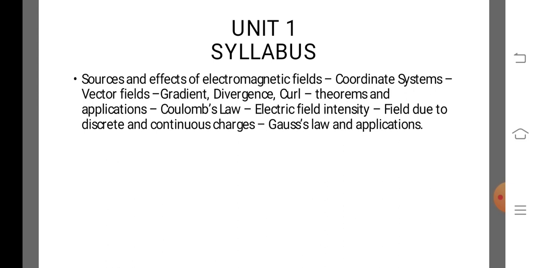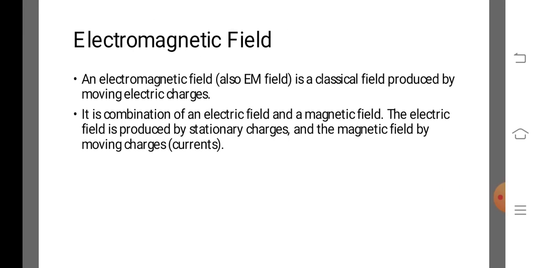The subject name is electromagnetic theory. In this subject we have to see unit 1. Unit 1 is electrostatics 1. In this electrostatics 1 they give more number of topics oriented to electrical field and magnetic field. Among all these topics, let us see the electromagnetic field topic.